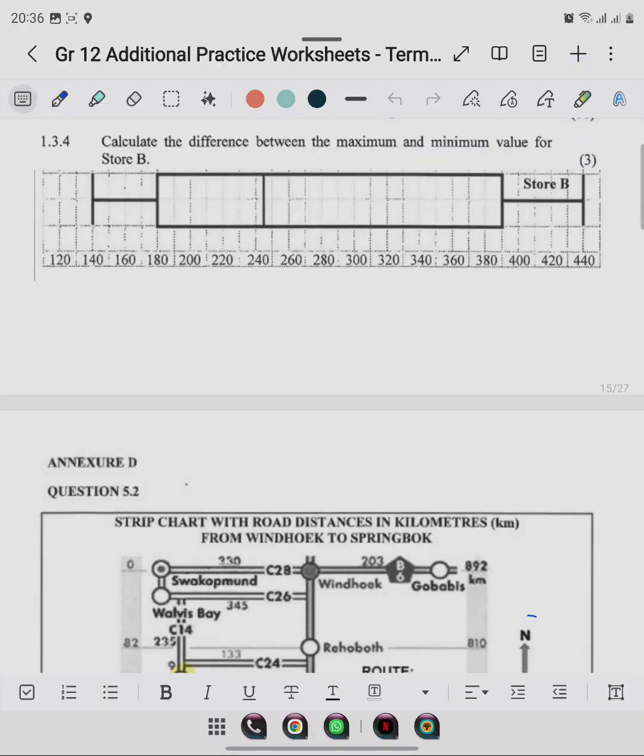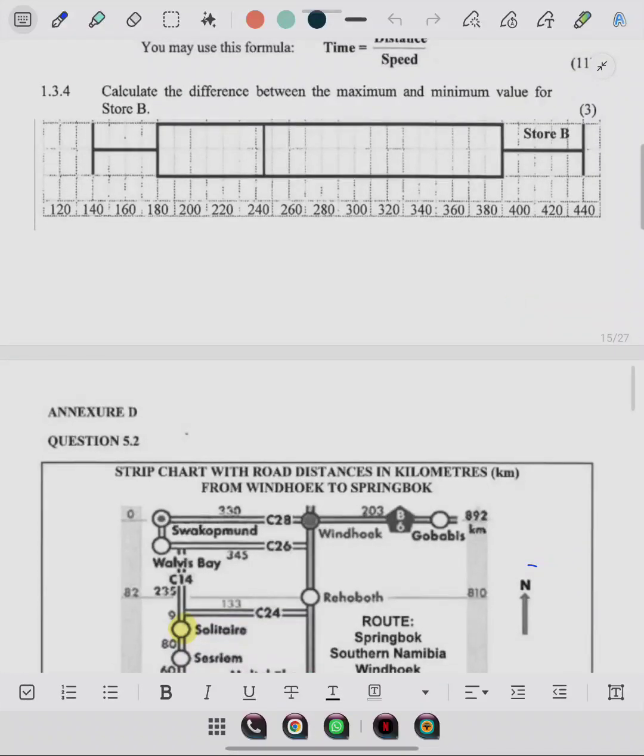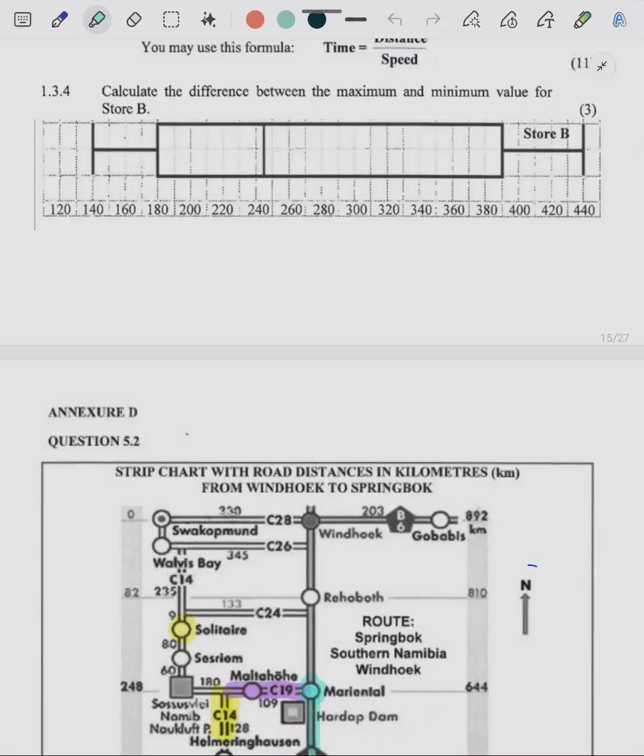Right, our very last question over here is asking us to calculate the difference between the maximum and minimum values for store B. So this was quite straightforward, because all you had to do is read your values off your table and know what maximum and minimum is when we're looking at a box and whisker. When looking at a box and whisker, we always start with our minimum value at this side here. I'm just going to label this quickly.